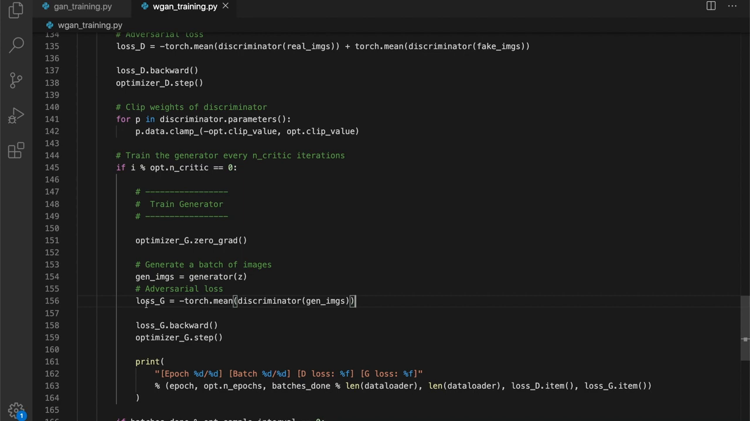So that's it for this recitation. I hope you learned a little bit about how GANs are implemented in code. You can use this reference code to try to build your own GAN model and see what kind of results you get.